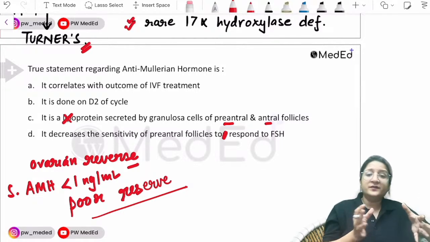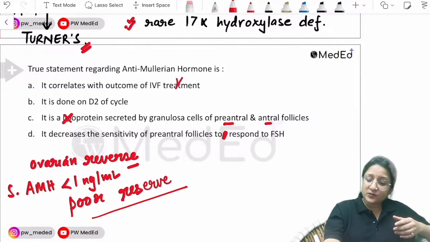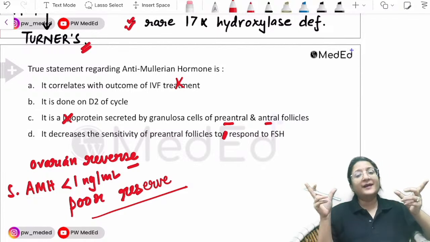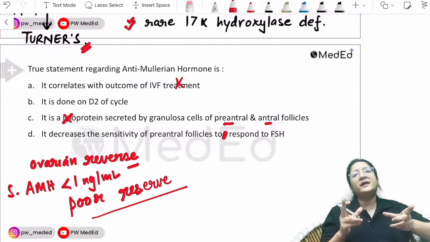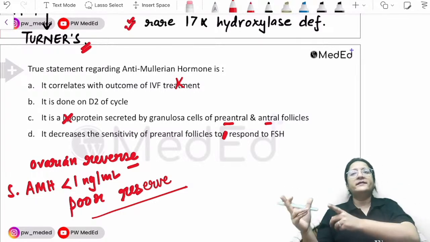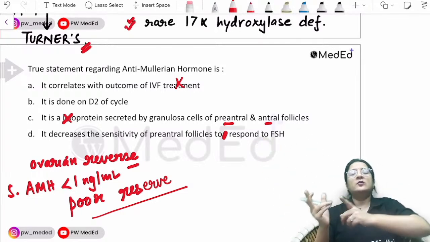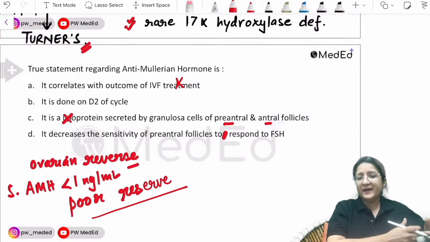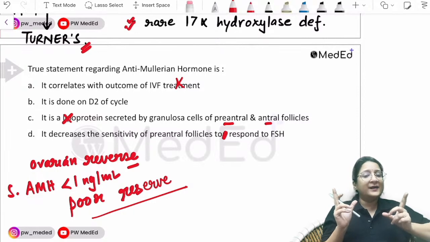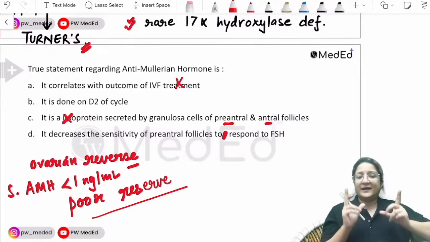So it correlates with the outcome of IVF treatment. That is also not an entirely correct statement, because if it were, that would mean people who have good ovarian reserve will always have success. People who have poor ovarian reserve have no chances of success, right? That's not an entirely true statement. Okay, keep that in mind.